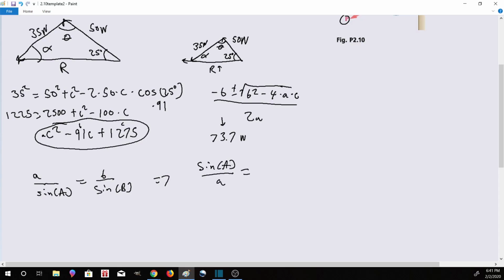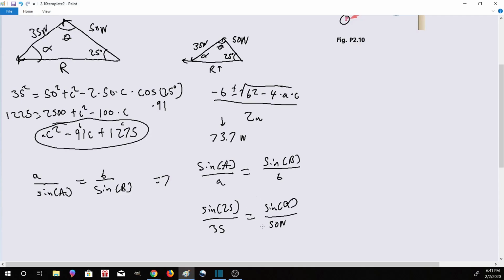And you can do this anytime you want, just as long as you flip them both. So if this was C, you can just do sine of C or whatever, and you can just flip it too, as long as you flip both sides. And the reason why this makes it easier is that we don't have to invert it later on. But sine of A, we know that A is 25, so sine of 25 over A, which is 35 newtons. And then sine of B, which is the alpha, we don't know that. So we're going to change it to alpha actually. Over, and then B is 50 newtons.